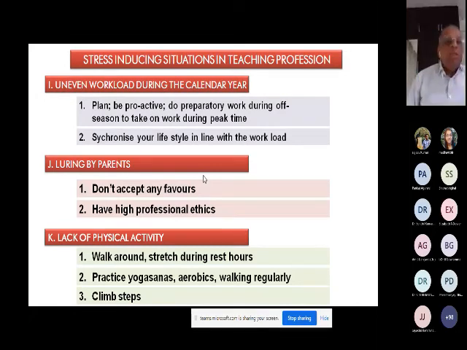Lack of physical activity, therefore walk around, stretch during rest hours, do yogasanas, aerobics, walk frequently, climb steps instead of using, what I should say, staircase. Like that, you need to sandwich a little activity in your day-to-day.